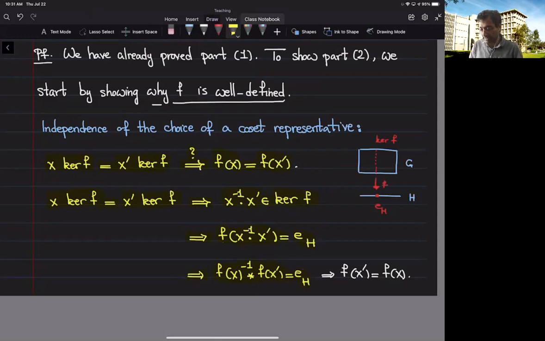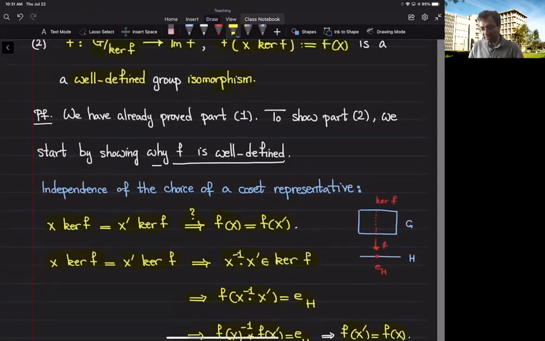Multiplying both sides by F of X, this disappears. I get F of X prime on the left-hand side. And when I multiply F of X by the neutral element, I end up getting F of X. And that's exactly what we wanted to show. We end up getting that F of X prime is equal to F of X. And that is exactly the implication we were seeking. So F bar is indeed well defined in the sense that the rule that we are saying does not depend on the choice of a coset representative.